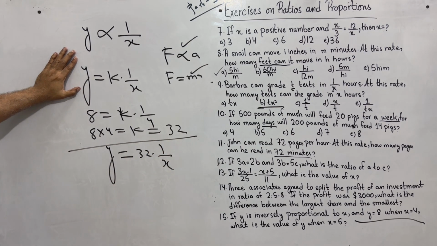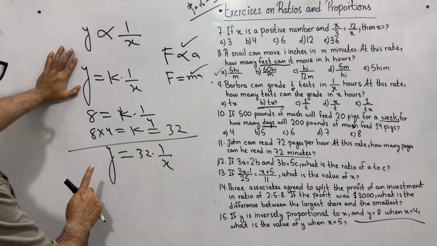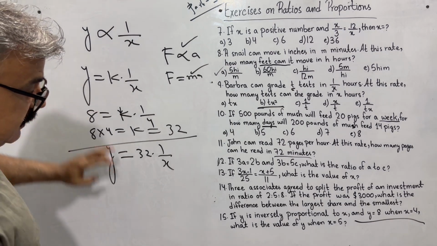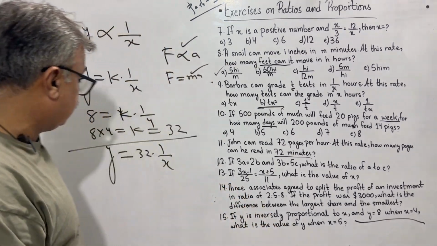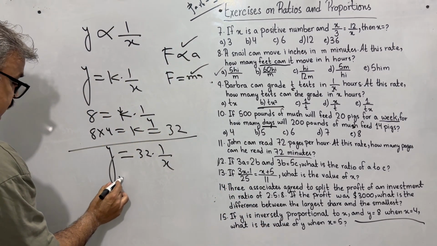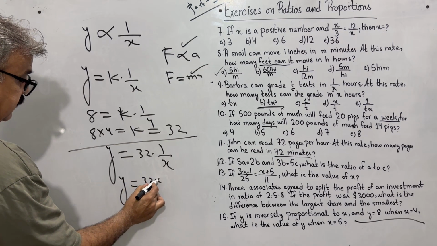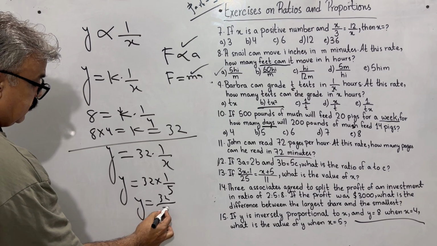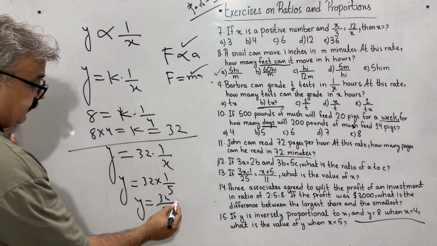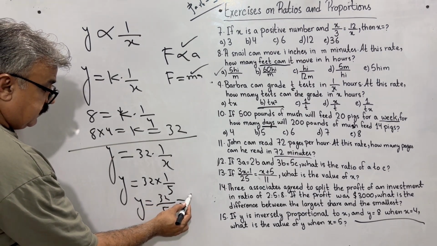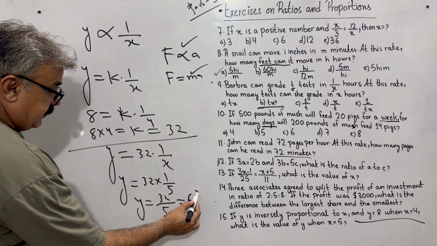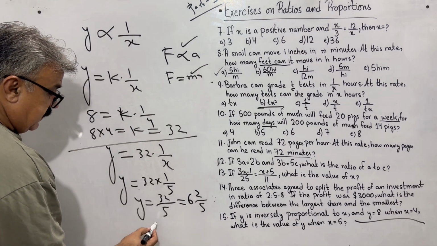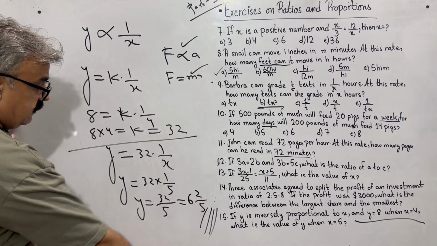Next step: either we are given y and asked to find x, or given x to find y. What is the value of y when x is equal to 5? Y is equal to 32 times 1 over 5, which becomes 32 over 5. It is an improper fraction. Write it as a mixed fraction: 6 times 5 is 30, remainder 2, so 6 whole 2 over 5. That is the value of y.